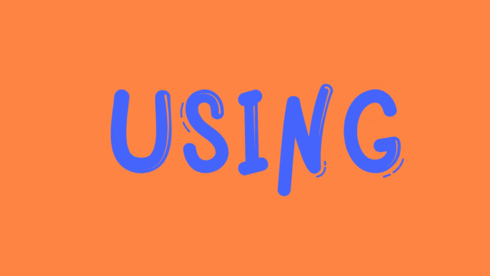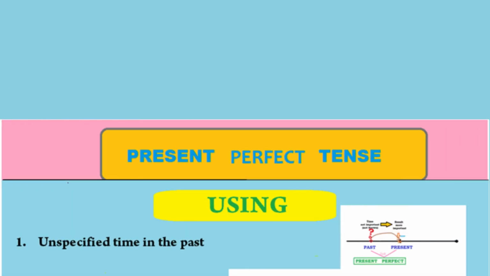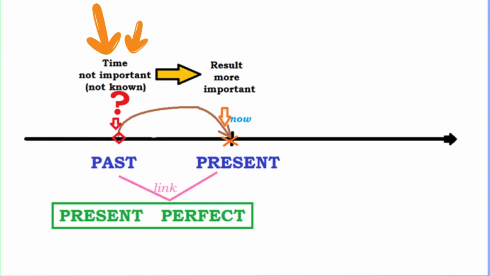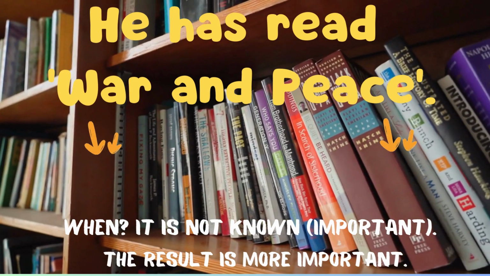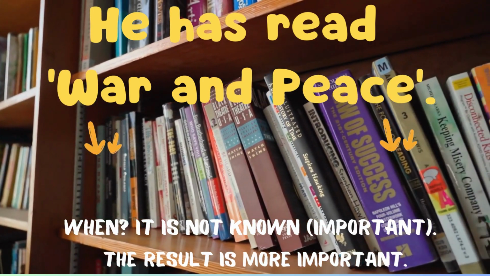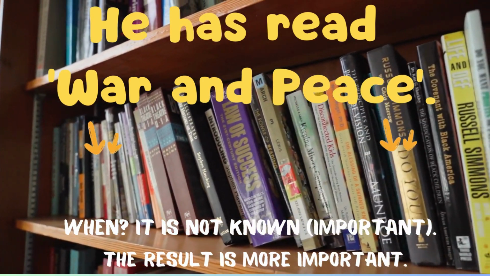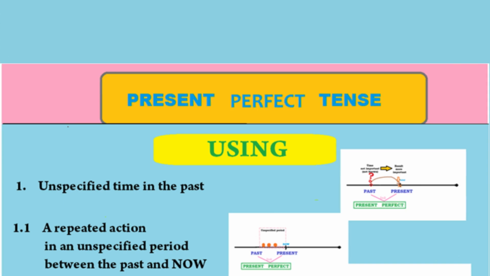The present perfect tense is used to describe unspecified time in the past, an action in the past, when the precise time of the action is not important or not known, and the result of this action is more important. A repeated action in an unspecified period between the past and now.